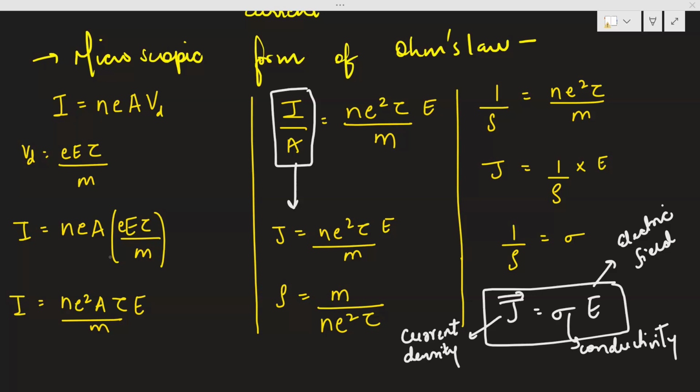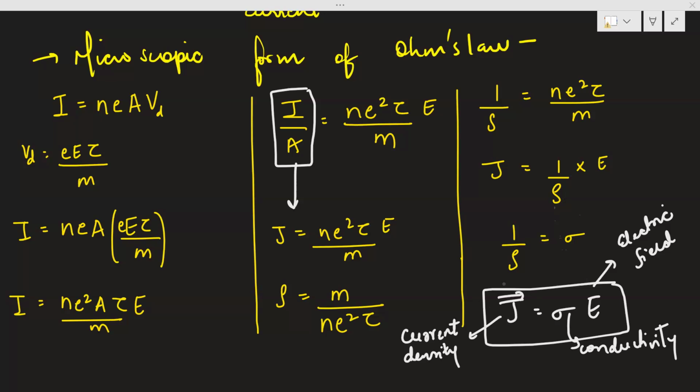Ma'am, J is equal to 1 by rho, right? J is equal to 1 by rho. So 1 by rho is sigma, so sigma into E. Rho is resistivity. Resistivity and conductivity are inversely proportional, as in the formula which you have written. So in short, the microscopic formula is J is equal to sigma E.